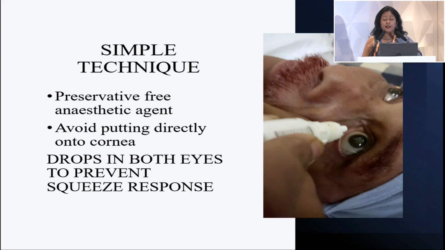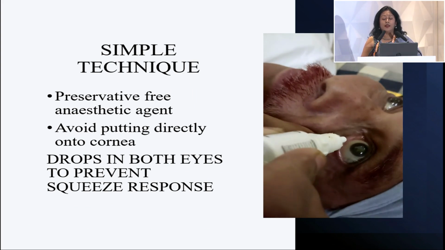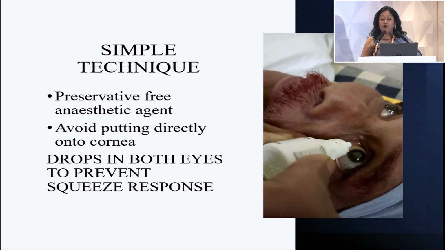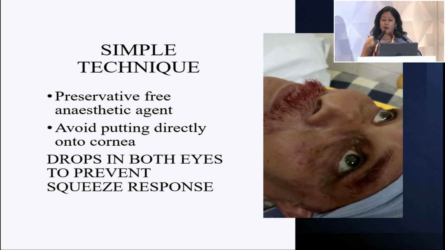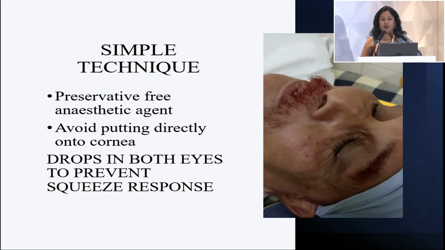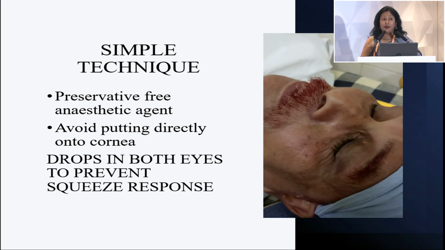So the technique is the simplest of all. You just ask the patient to look up, instill the drops into the fornix, avoiding the cornea to avoid corneal toxicity. Just ask the patient to close his eyes and your job is done. And an important tip is that when you are starting your topical anesthesia, you can apply these drops to both eyes so as to prevent the squeeze response of the patient.